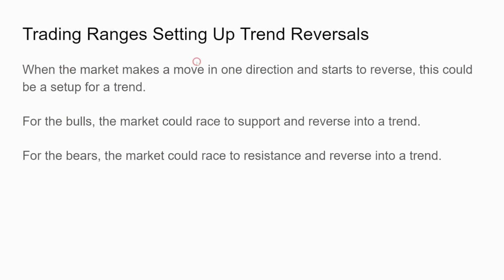Trading ranges setting up trend reversals. When the market makes a move in one direction and starts to reverse, this could be a setup for a trend. For the bulls, the market could race to support and reverse into a trend. For the bears, the market could race into resistance and then reverse into a trend.